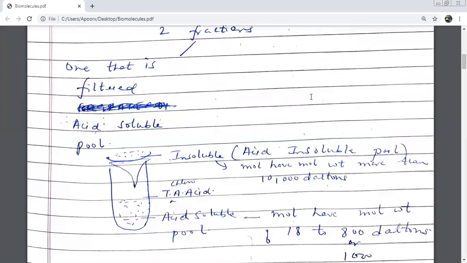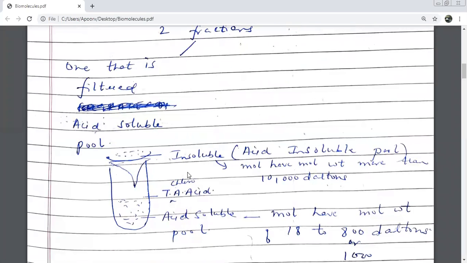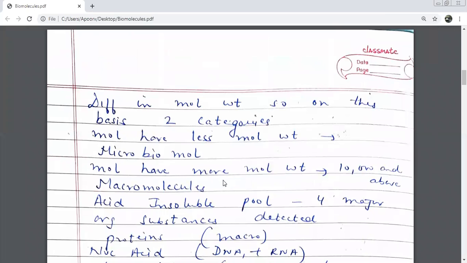Just 1 second, beta. This was my tube. This was trichloroacetic acid. The part that dissolved was acid soluble. The part that collected above in the filter in the funnel and did not dissolve is my acid insoluble part.